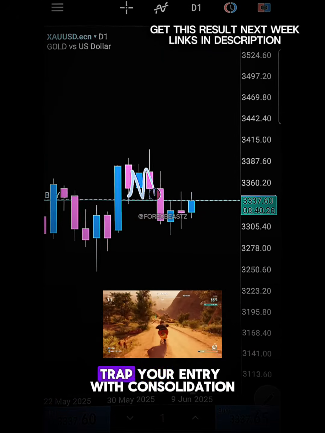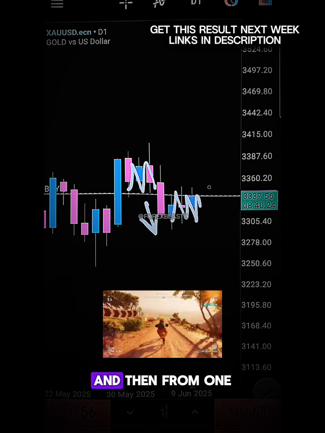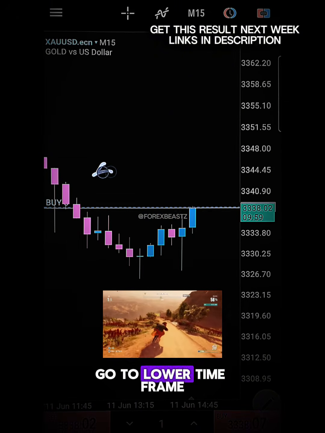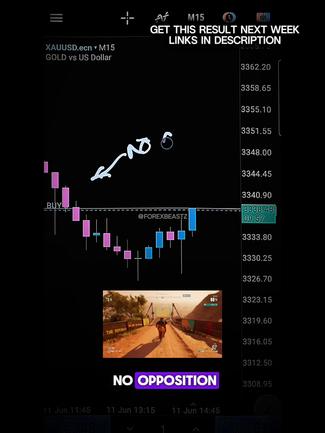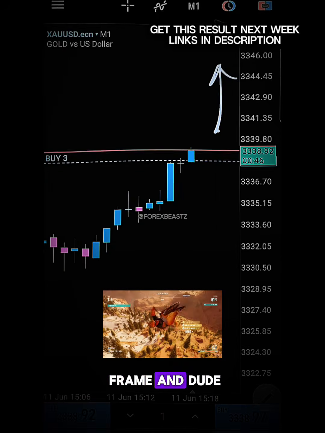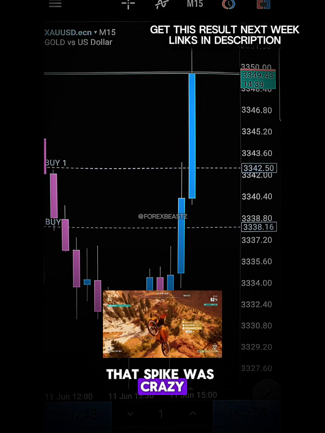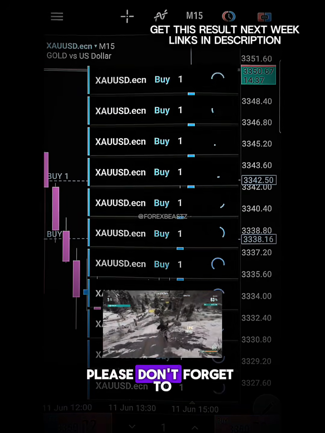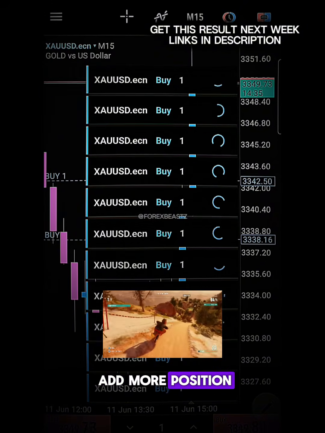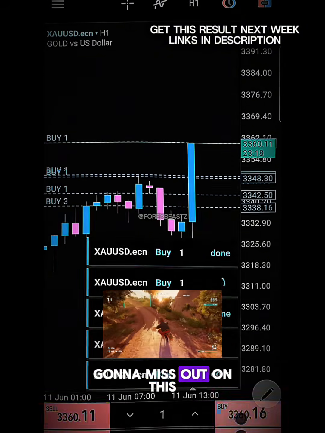So number one, trap your entry with consolidation, and then from the 1 day time frame, go to a lower time frame and make sure there is no opposition on the 15-minute time frame. And dude, that spike was crazy. Like, dude, please don't forget to add more positions, or else you are going to miss out on this.